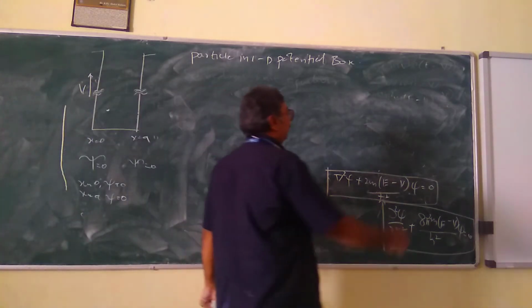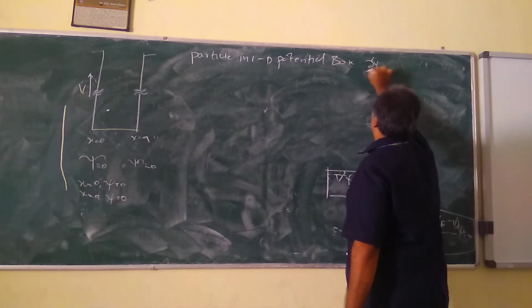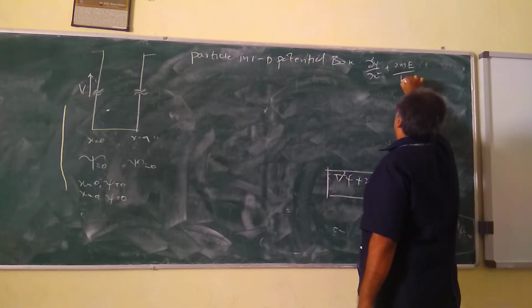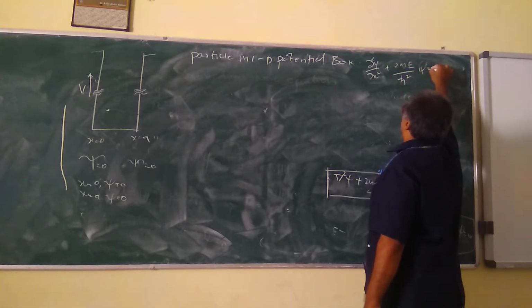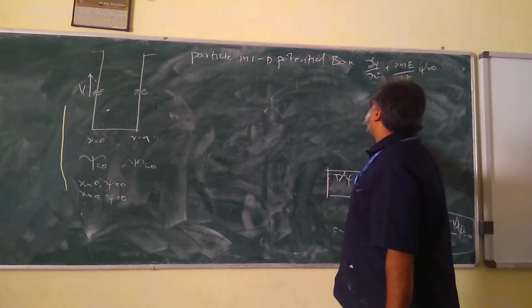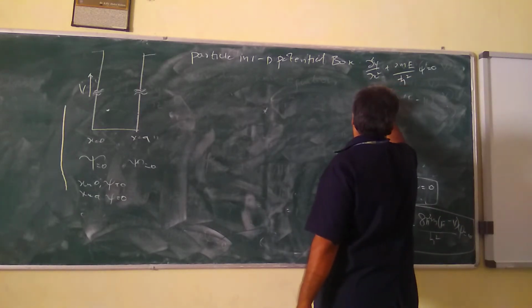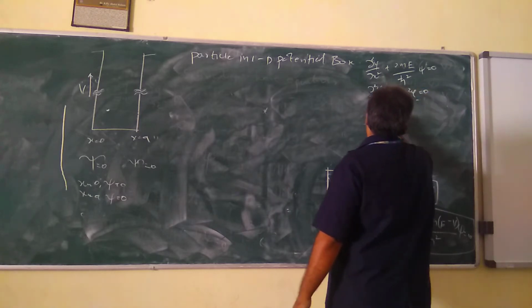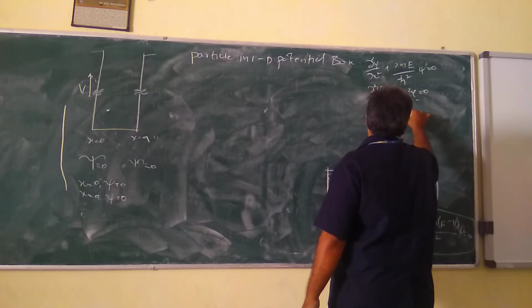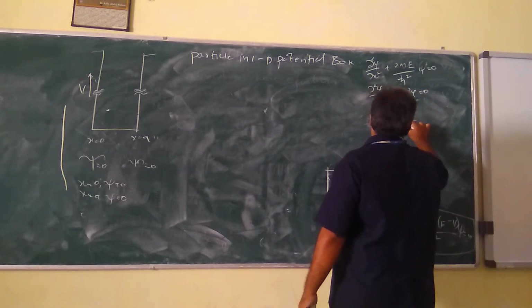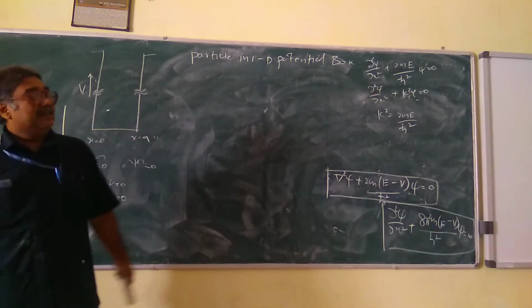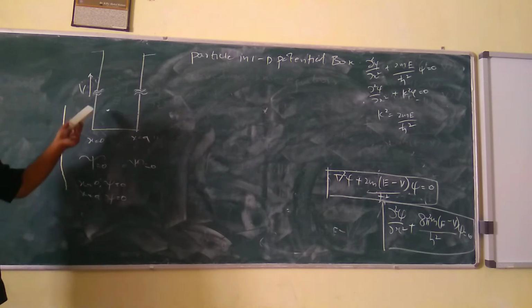The equation is given by del square psi by del x square plus 2me by h bar square into psi equal to 0. This is our wave equation. Or for simplicity, I am going to write this as del square psi by del x square plus k square psi equal to 0, where k square is 2mE by h bar square. So we are going to take this wave differential equation and apply it to this wave in this particle in one dimension box.